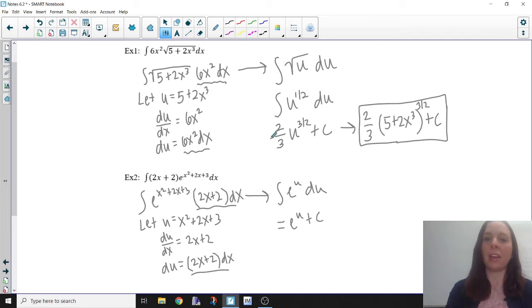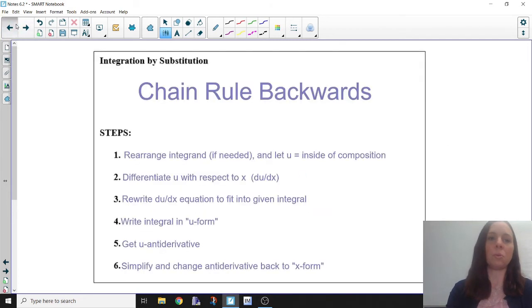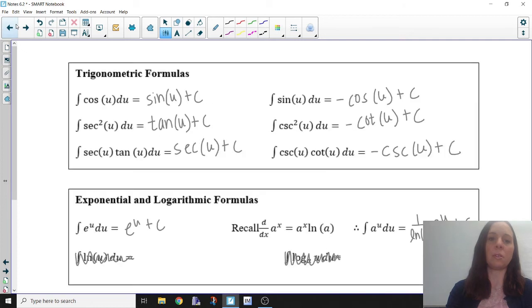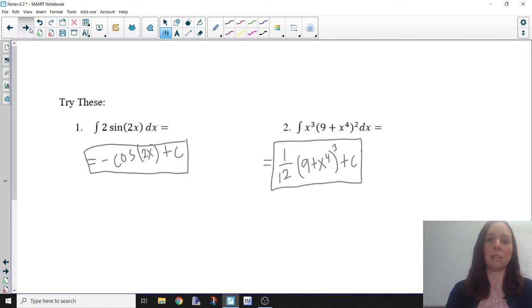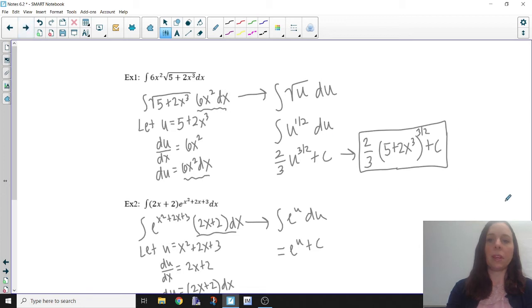Okay, by the way, this is why we wrote all of these rules on the front of our notes, so that if you need to go back and refer to these little rules, you can. The antiderivative of e to the u is e to the u plus c. Okay, and then final step, change u back to what it is defined to be in terms of x, and in this case, that would be x squared plus 2x plus 3. So I have e to the x squared plus 2x plus 3 plus c as my final answer.